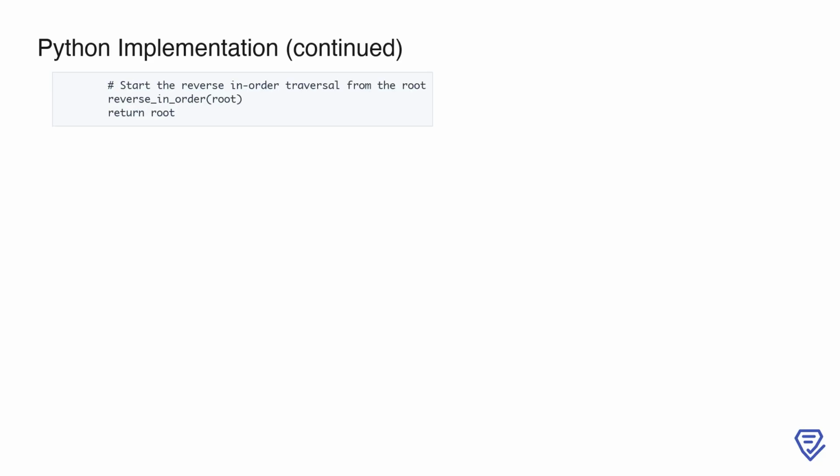The reverse_in_order function is then invoked, starting from the root node of the tree. This ensures that the entire tree is traversed in reverse in-order sequence, and the values of all nodes are updated to reflect the cumulative sum of values greater than or equal to them. Once the traversal is complete, the modified tree is returned as the output of the convertBST function. The result is a greater tree, where each node's value is replaced by the sum of all values greater than or equal to itself in the original tree.